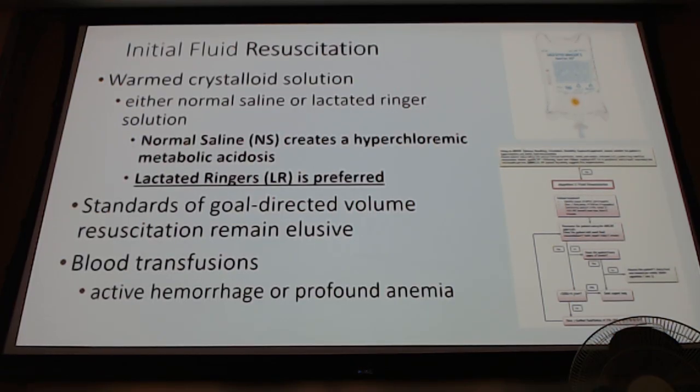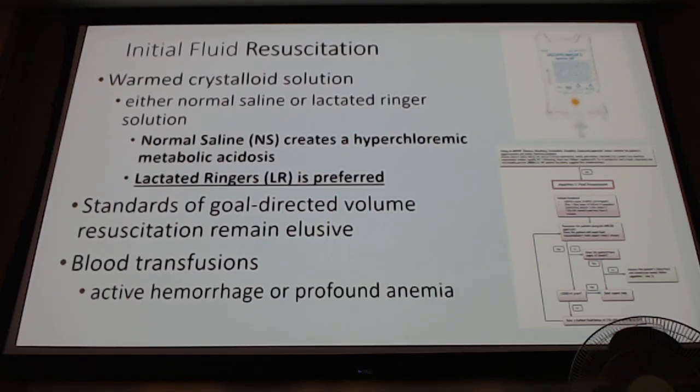Sometimes we want it warmed. Either saline or lactated ringers. We have to be very careful with normal saline. Lactated ringer is actually more of a gold standard now, because normal saline, if we give a lot, we can actually cause a hyperchloremic metabolic acidosis.